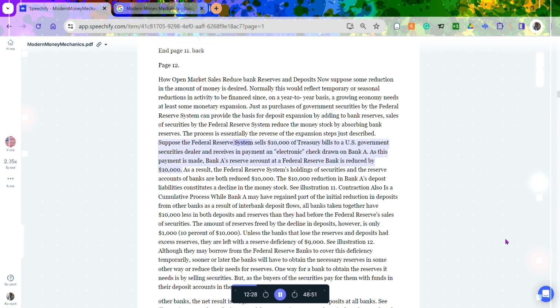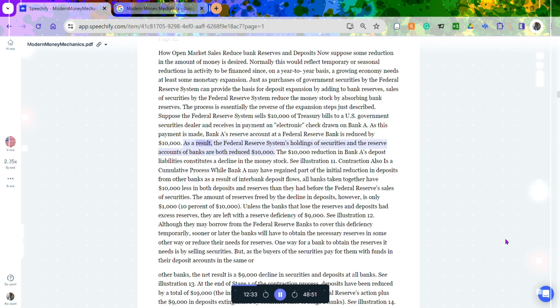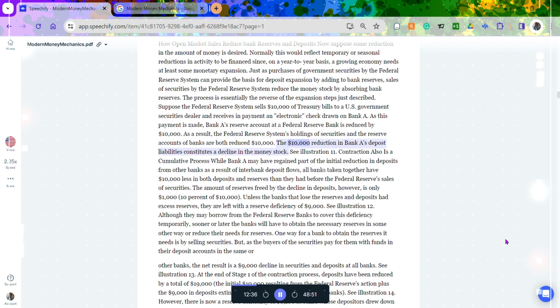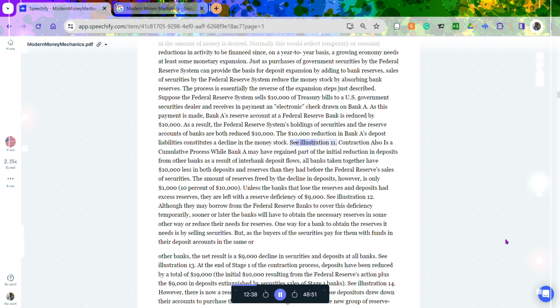Suppose the Federal Reserve System sells $10,000 of Treasury bills to a U.S. government securities dealer and receives in payment an electronic check drawn on Bank A. As this payment is made, Bank A's reserve account at a Federal Reserve Bank is reduced by $10,000. As a result, the Federal Reserve System's holdings of securities and the reserve accounts of banks are both reduced $10,000. The $10,000 reduction in Bank A's deposit liabilities constitutes a decline in the money stock. See illustration 11.